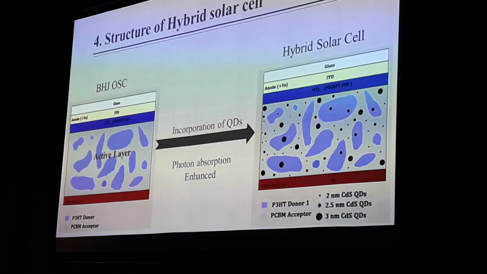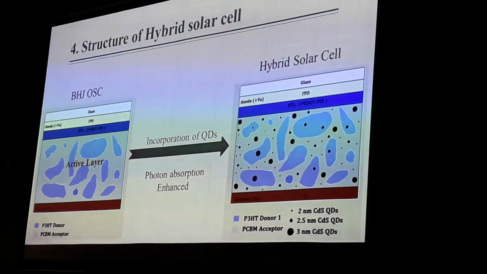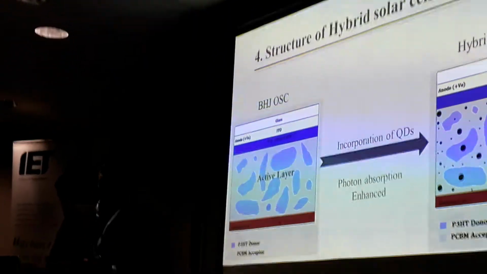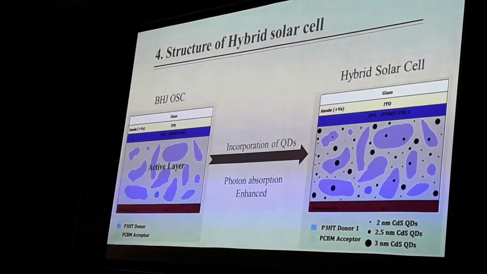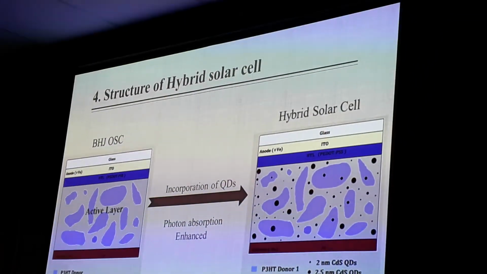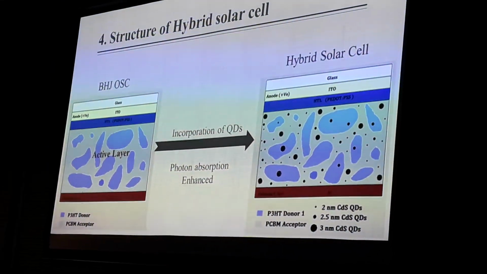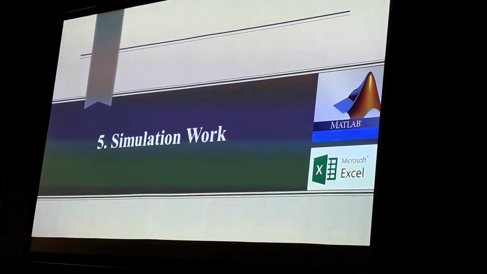For enhancement of photon absorption, quantum dots were incorporated in the active layer. Basically, quantum dots are nanoparticles having a size of 1 to 10 nanometer radius. Here, by considering the absorption profile of P3HT donor material, I selected quantum dots of cadmium sulfide and designed this hybrid solar cell. Now, with the help of MATLAB and Microsoft Excel, I simulated both of these results.